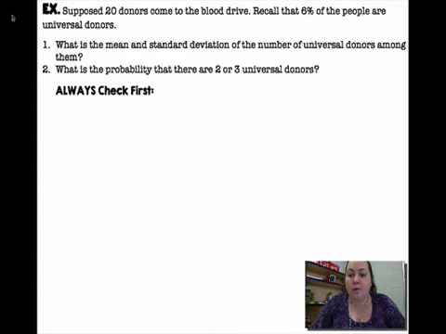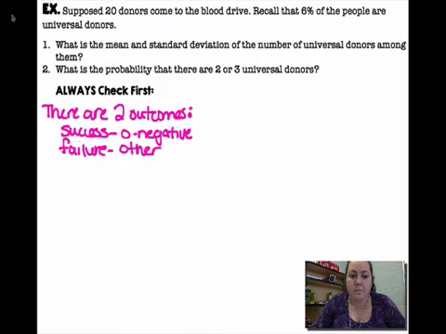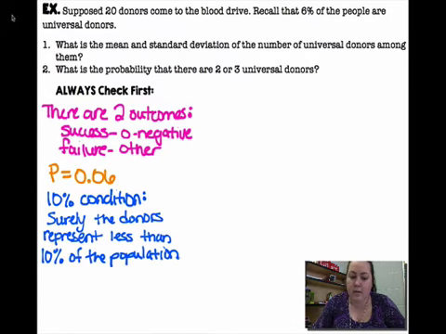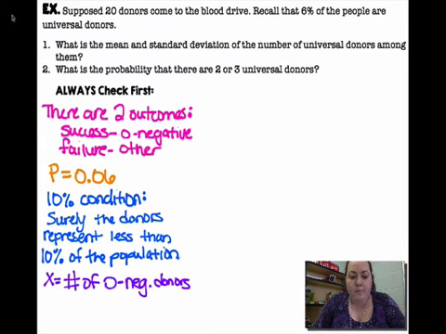So I know that I have 20 donors, so this makes it binomial. I know the number of trials. So there are 2 outcomes, O negative or not. And then there is a constant probability, which is 0.06, and it passes the 10% condition. So surely the donors that represent are less than 10% of the population. And X is going to be the number of O negative donors, and N is going to be 20 people. So there's all my conditions.